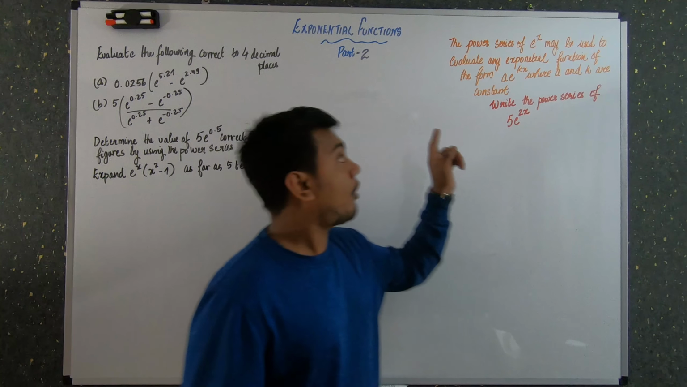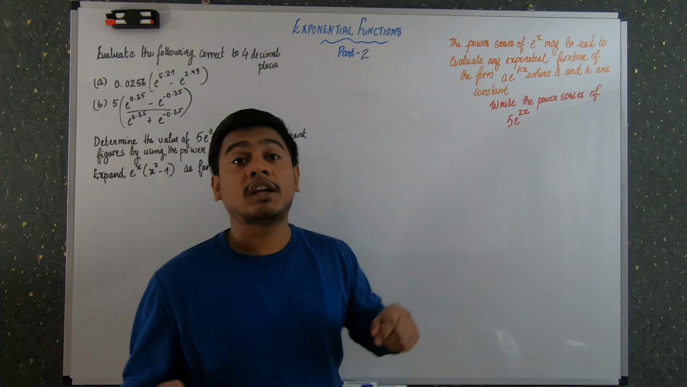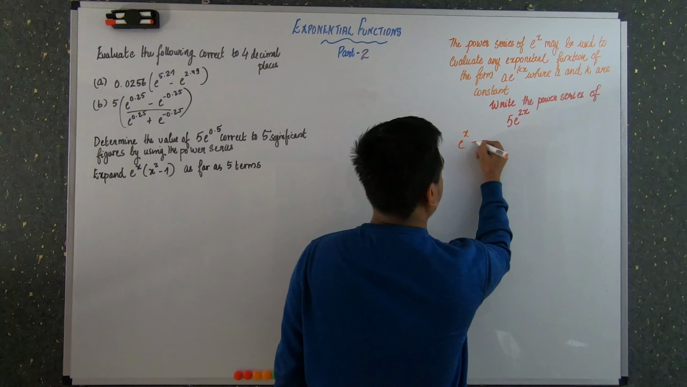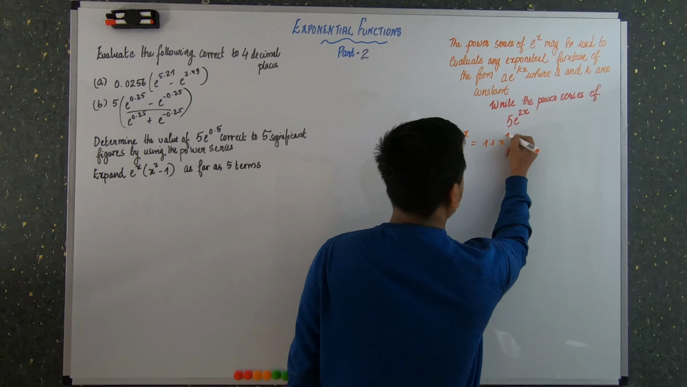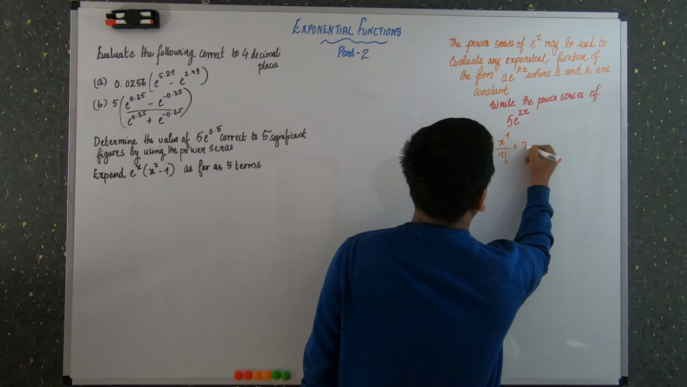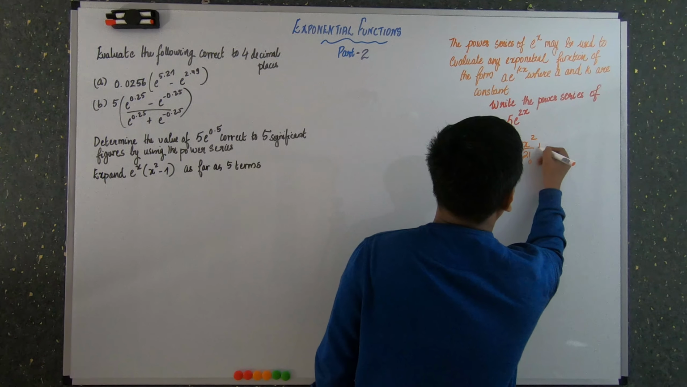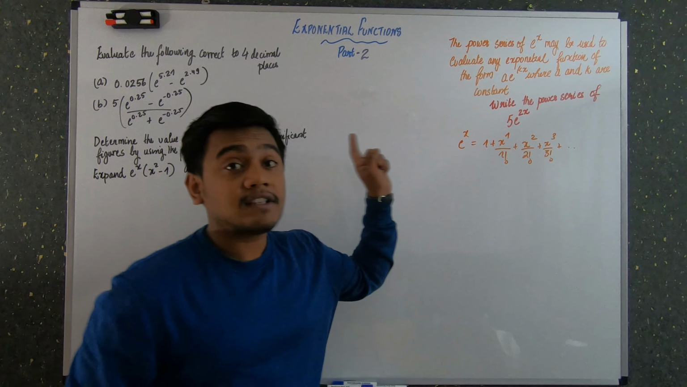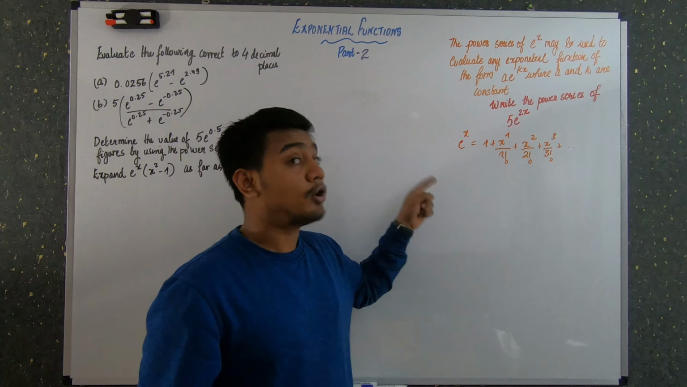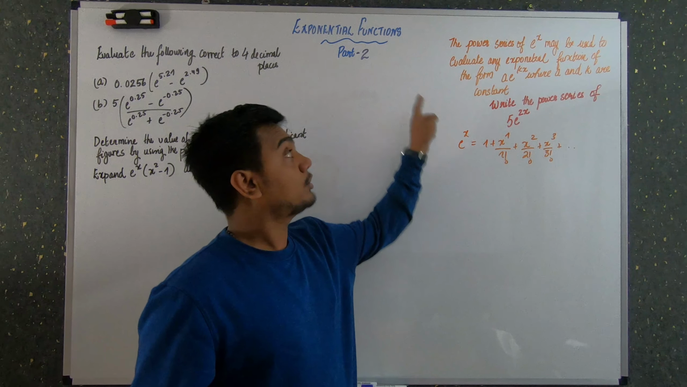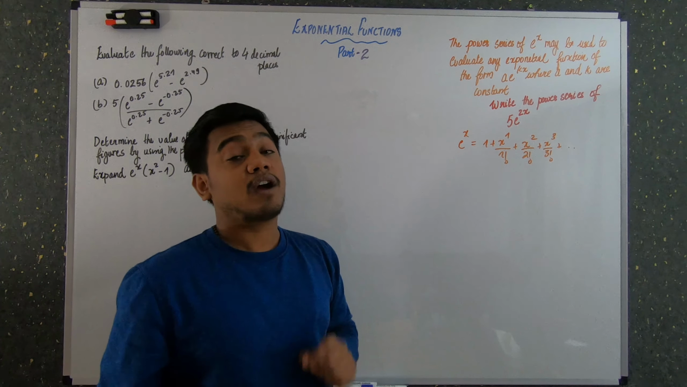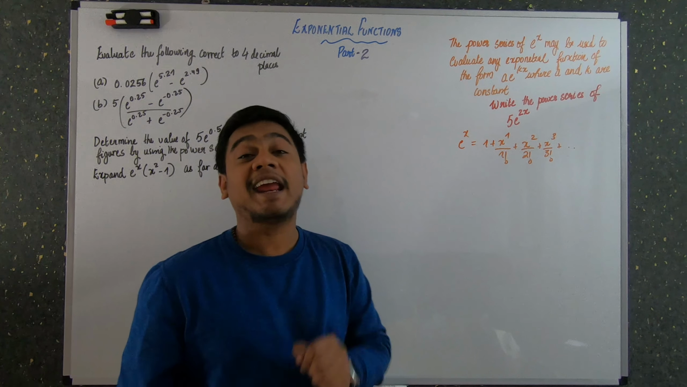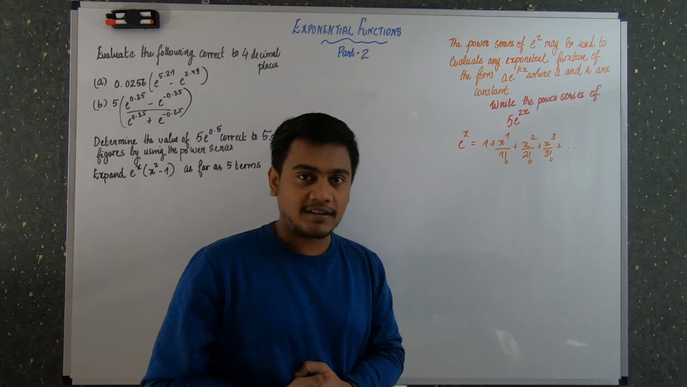Before that, we already know the exponential function using power series, right? e raised to x is equal to 1 plus x raised to 1 by 1 factorial plus x raised to 2 by 2 factorial, x raised to 3 by 3 factorial, and so on. The power series of e raised to x may also be used to evaluate any exponential functions in the form a into e raised to kx, where a and k are constants.